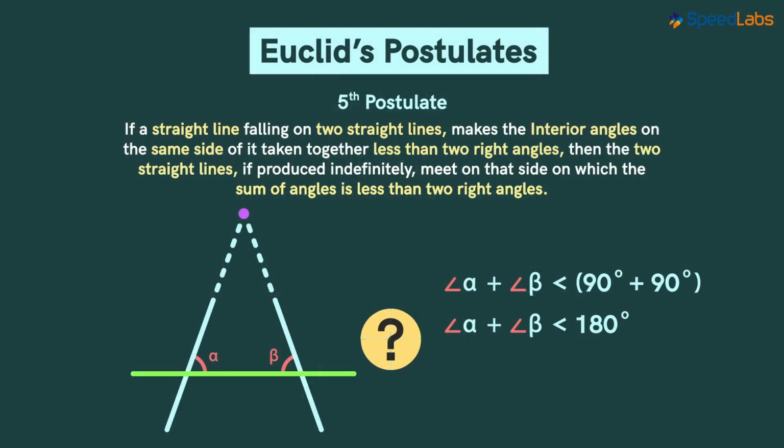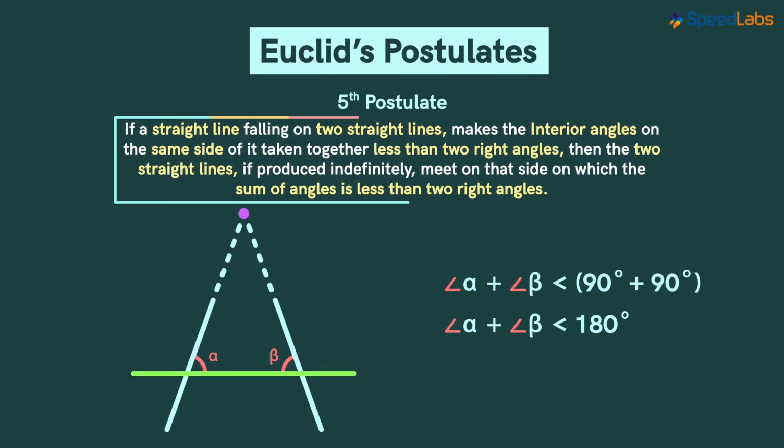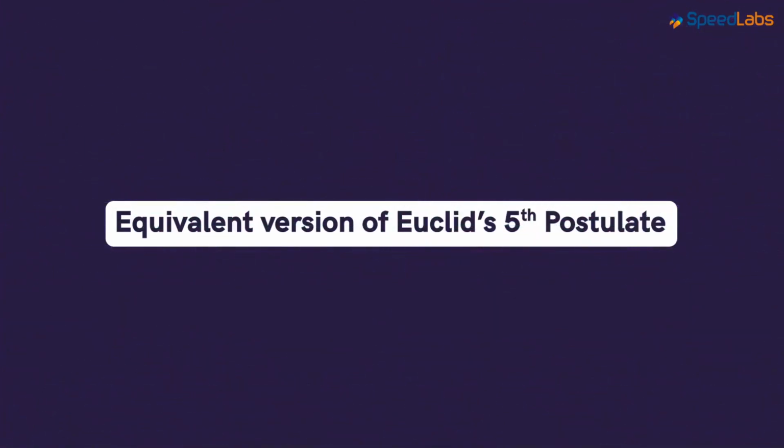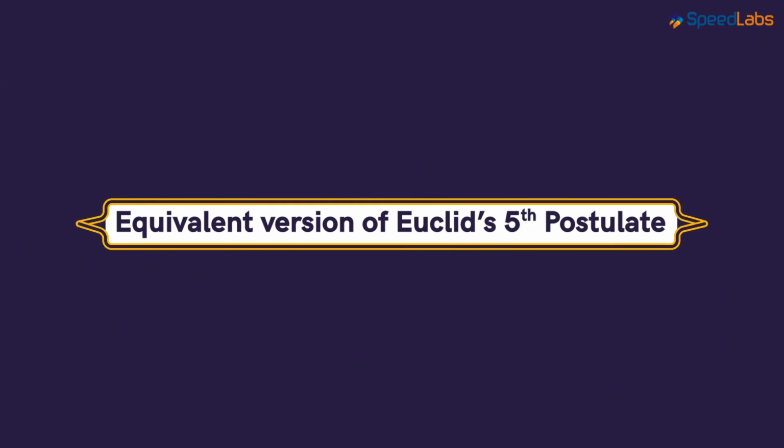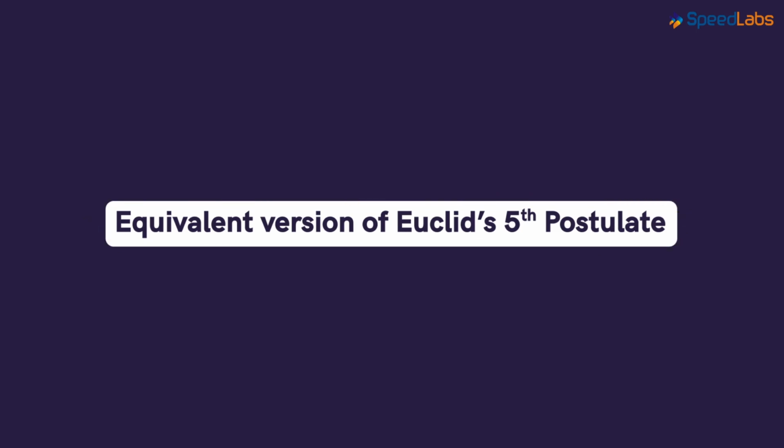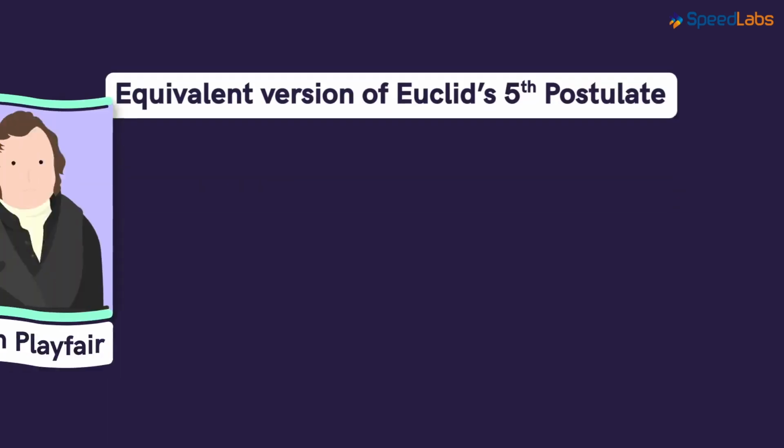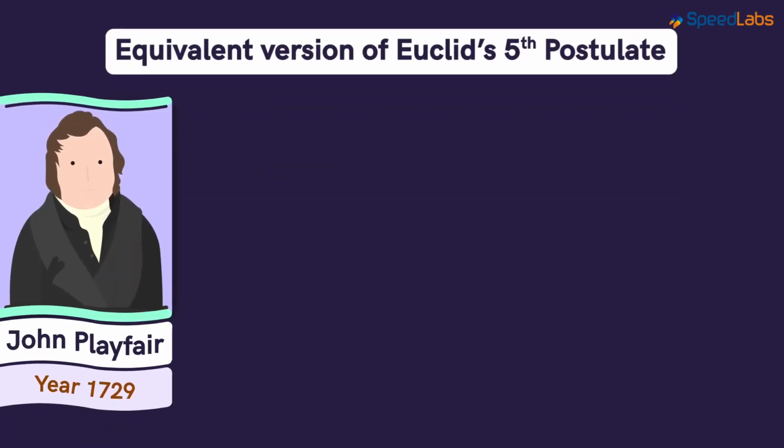Could there be any other way to understand this postulate for more clarity? We have seen Euclid's 5th postulate, and clearly it's a bit complex to understand compared to the other axioms and postulates. So let's look at an alternate way of looking at it. It's also called the equivalent version of Euclid's 5th postulate. An alternate version to this postulate was given by a Scottish mathematician, John Playfair, in 1729.